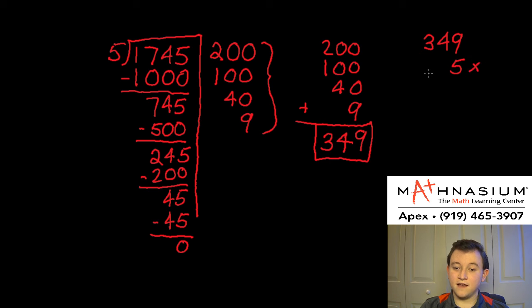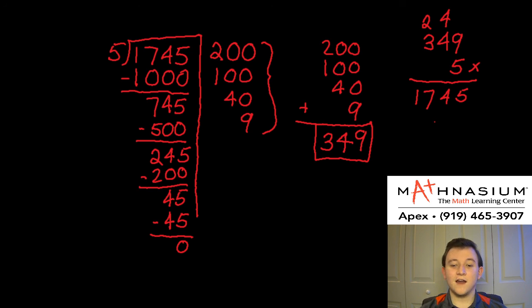But just to make absolutely sure that we didn't make any mistakes, we take that number, 349, and we multiply it by 5 just to double check ourselves. So 9 times 5 would be 45. Carry the 4. 5 times 4 is 20. Plus 4 is 24. So we carry the 2. 5 times 3 is 15. Plus 2 would be 17. And yep, just as expected, we got our answer of 1,745.